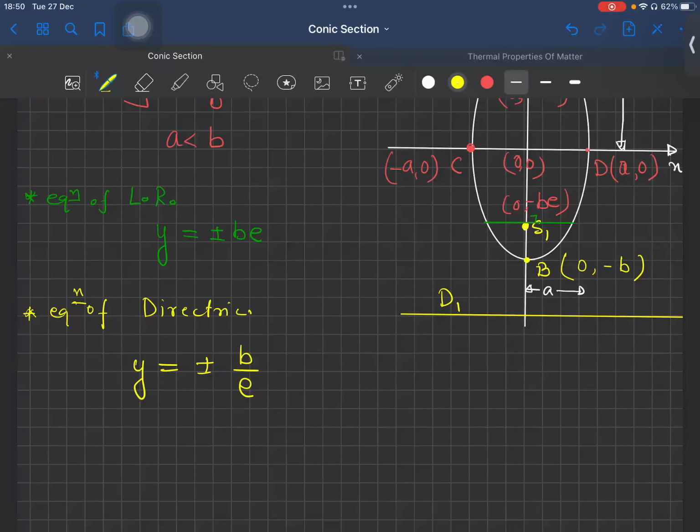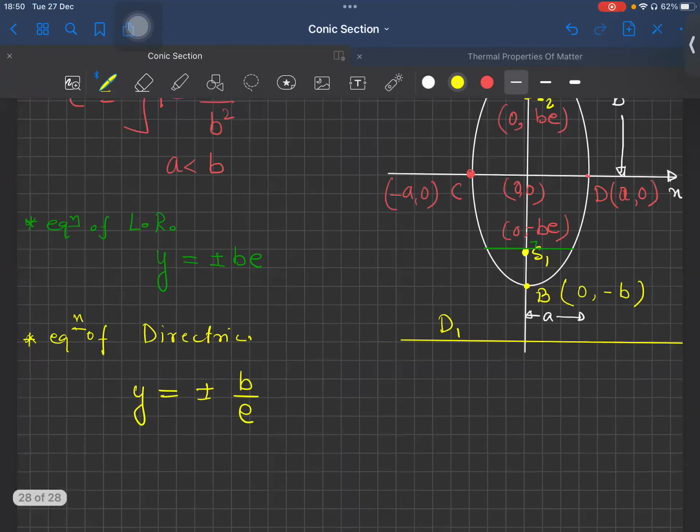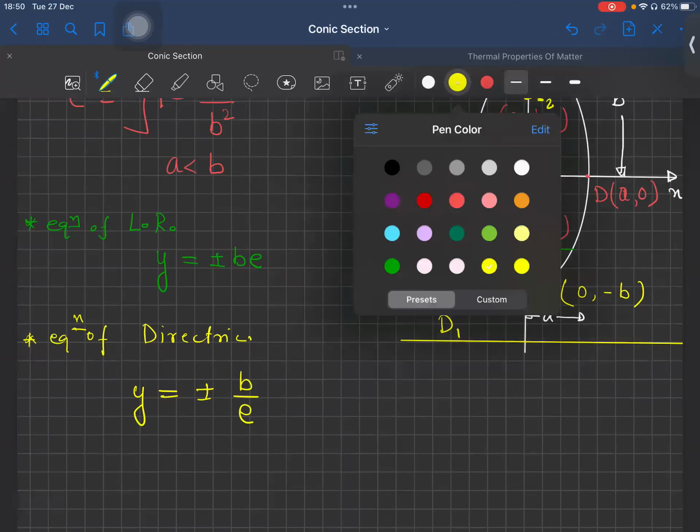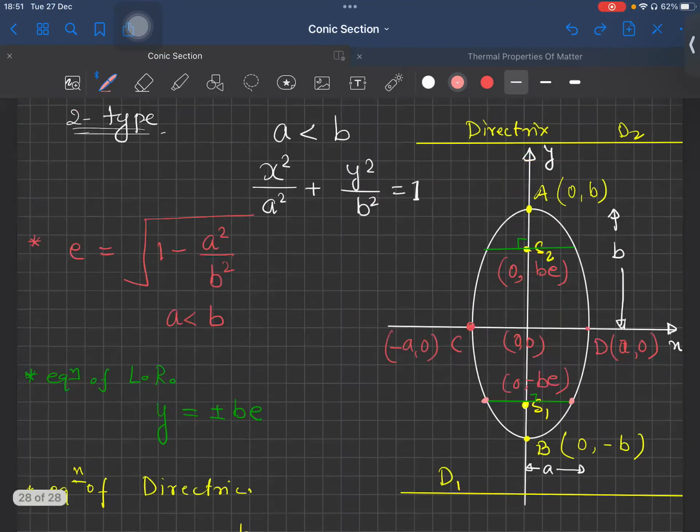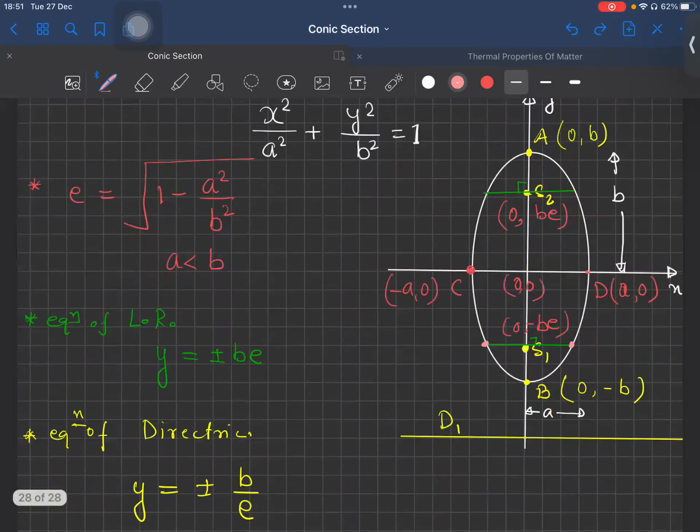Now what will be the length of latus rectum? Let's say this point, let's use this color. So here this is L. Let's say this is S1 dash or some name. We have used A, B, C, D, PQ. Let's use PQ.